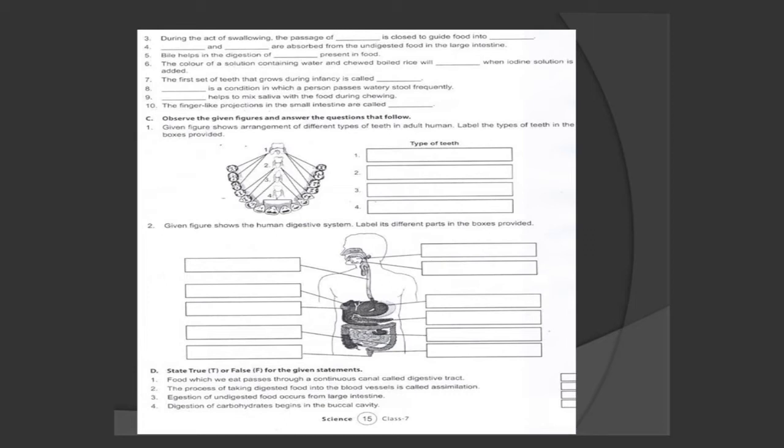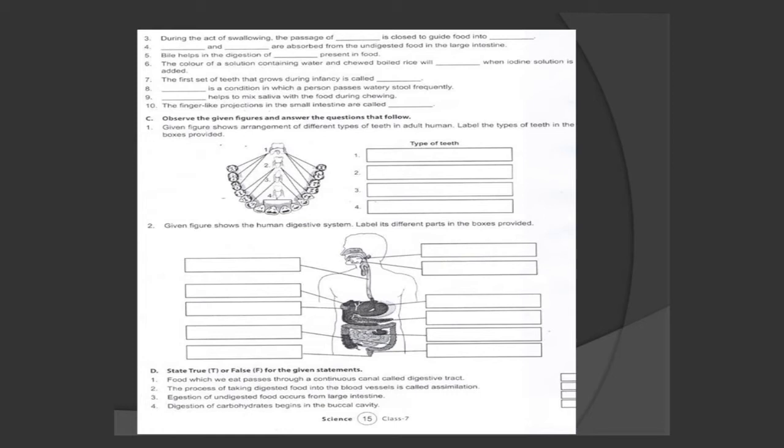Then question C. Observe the given figures and answer the questions that follow. Given figure shows arrangement of different types of teeth in adult human. Label the type. First one, molar. Second, premolar. Fill in the boxes. First one, molar. Second, premolar. Third, canine. Fourth, incisor. I repeat, molar, premolar, canine and incisor.